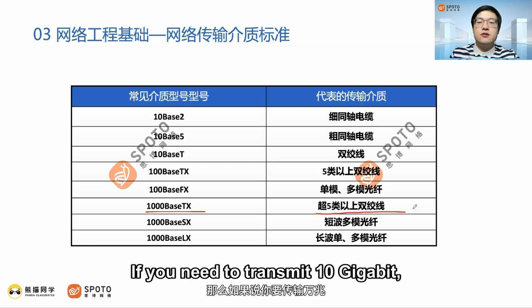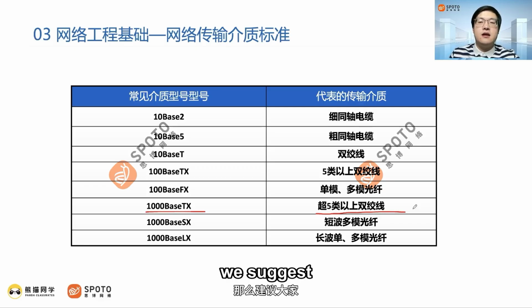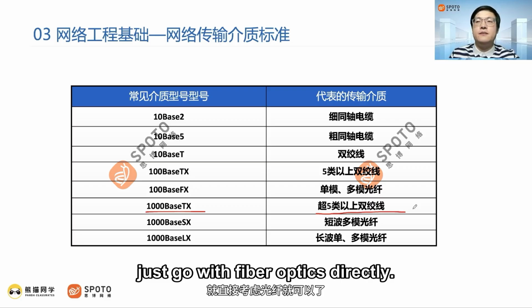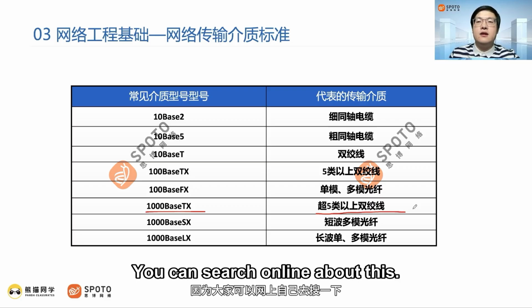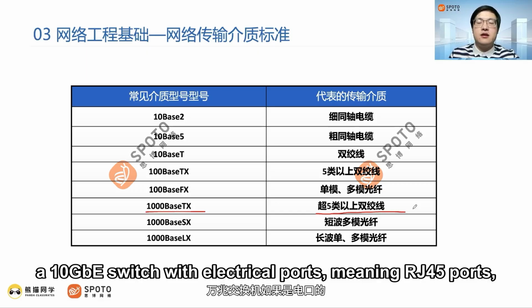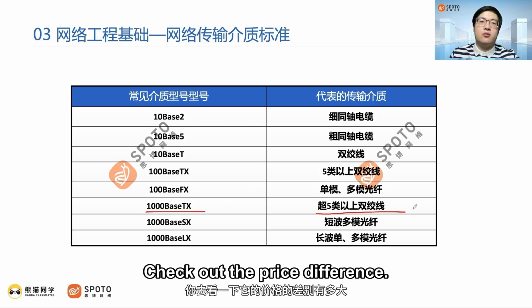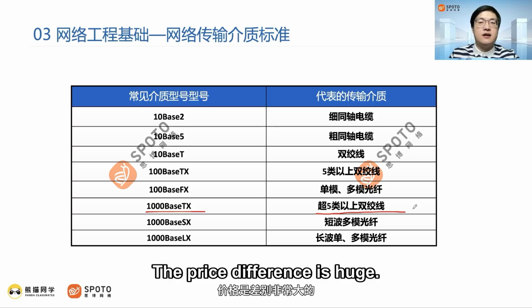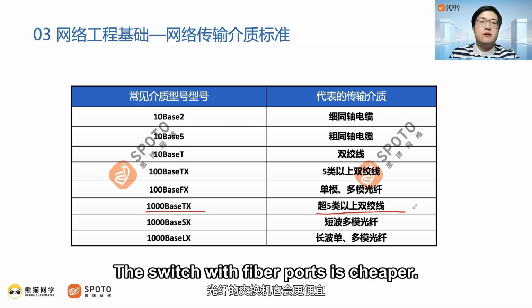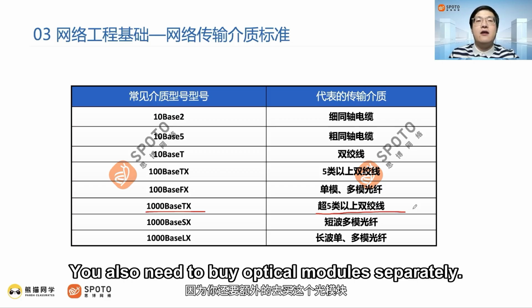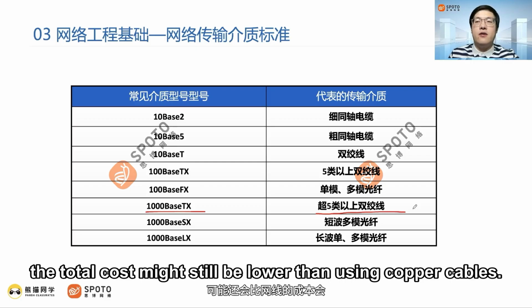If you need to transmit 10 gigabit, we suggest just going with fiber optics directly. You can search online about this. A 10 gigabit switch, a 10 GbE switch with electrical ports, meaning RJ45 ports, versus a switch with fiber ports. Check out the price difference. The price difference is huge. The switch with fiber ports is cheaper. You also need to buy optical modules separately. After factoring that in, the total cost might still be lower than using copper cables.